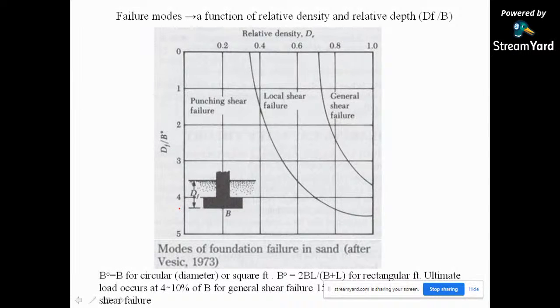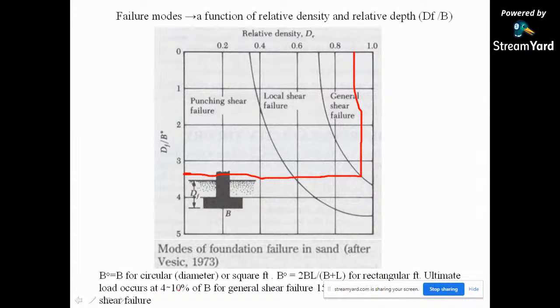So failure modes are a function of relative density and relative depth. Here there is Df by B, and here you can have the relative density, gamma d. So when you are having a punching shear failure, a local shear failure, or a general shear failure, whatever may be the loading, if you have a punching shear failure and density about 0.81 or here 0.9, then you just project on this curve, and horizontally the D by B ratio will give you the value. B0 is B for circular or square, and 2B upon B plus L for rectangular footing.